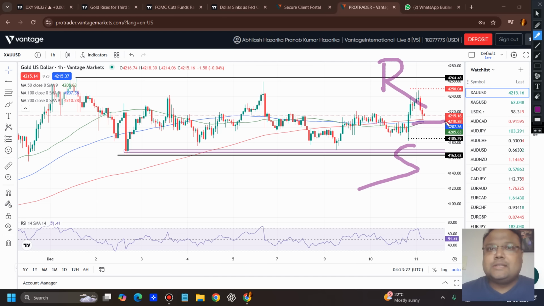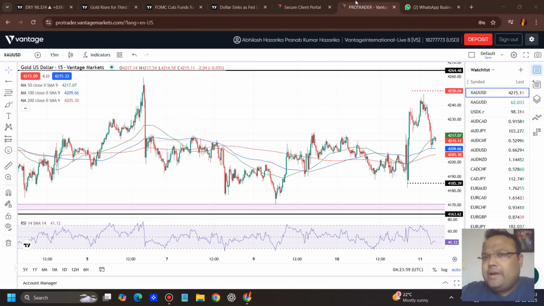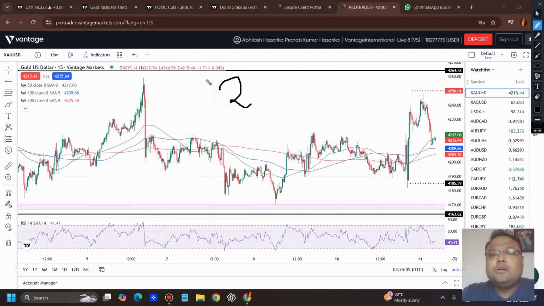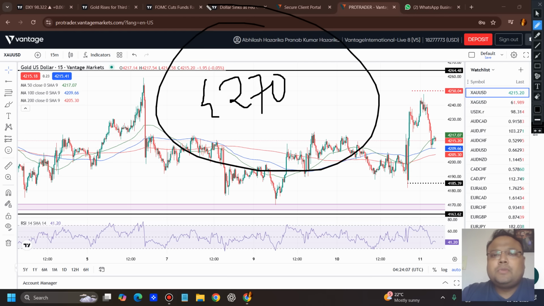Okay, so let's discuss the trading opportunity. As we have discussed earlier also, for the market to be bullish again, for gold to be bullish again, it needs to cross 4270. When gold will break 4270, then we can expect gold to be bullish again.